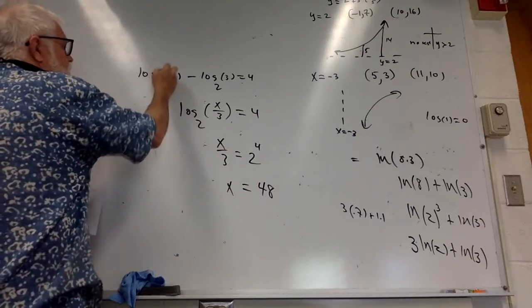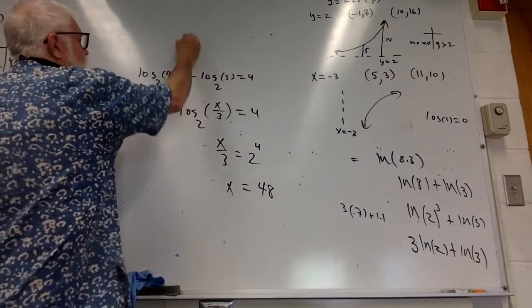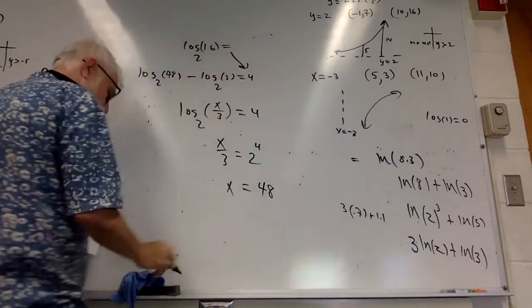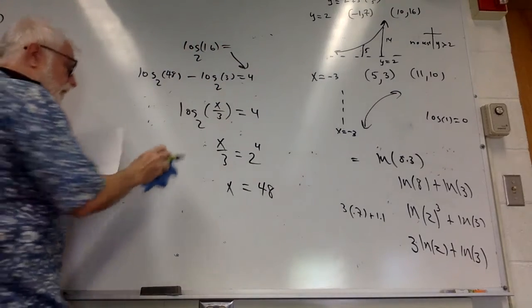And 48 divided by 3 is 16. And what do you put on top of a 2 to get a 16? 4. All right, so that takes care of that.